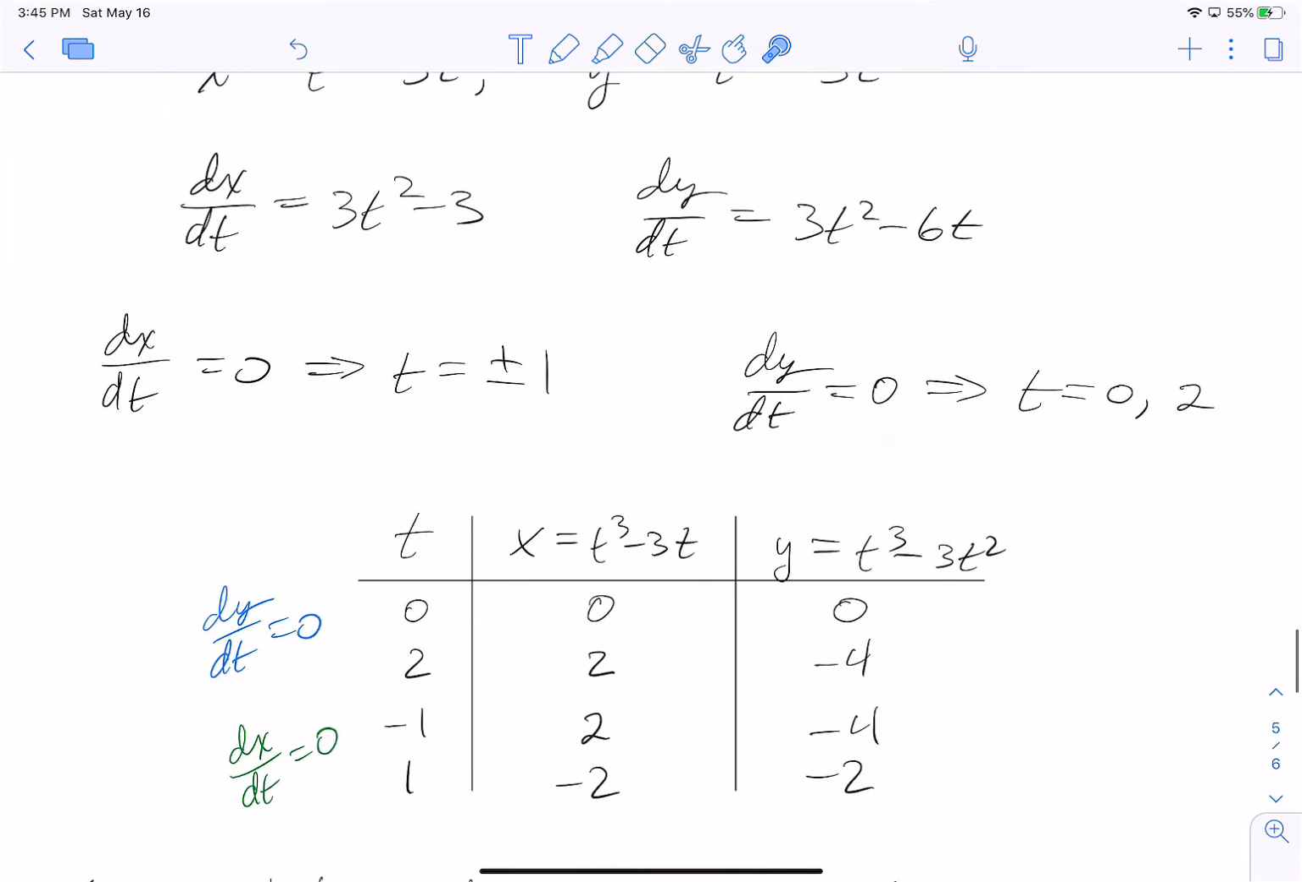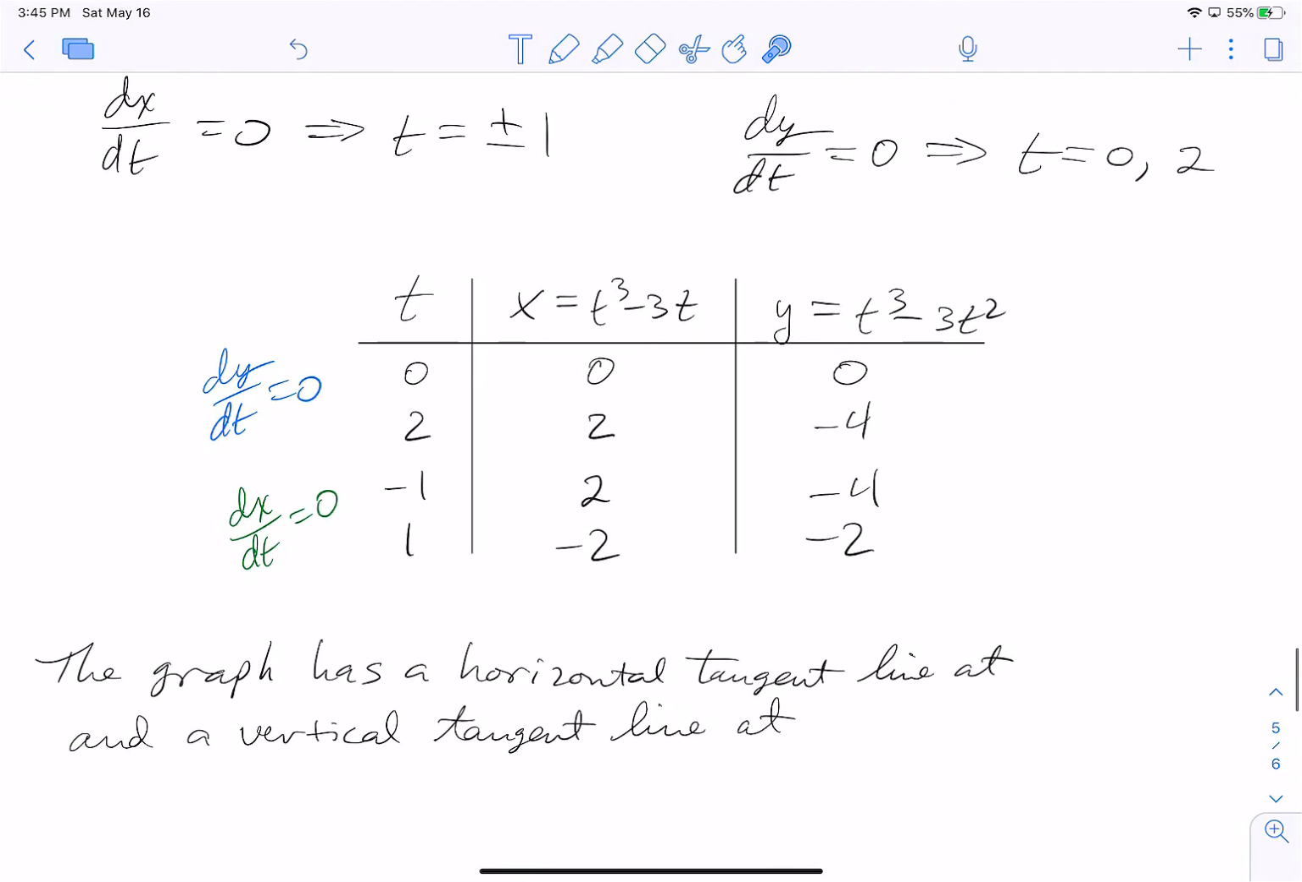Well, now that we have values for t, I put them into a t, x, y table because it helps me to organize stuff. dy/dt equaled 0 corresponded to t equaling 0 or 2. When t is 0, x and y are both 0. When t is 2, we have the point (2, -4). So the graph has a horizontal tangent line at (0, 0) and at (2, -4).